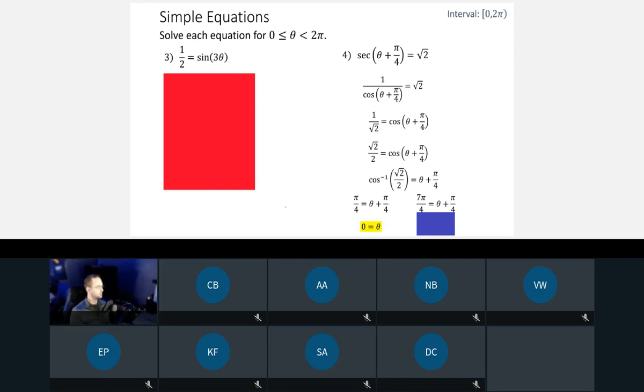But yeah, pi over 4 minus pi over 4 is 0. So there's your first answer. And 7 pi over 4 minus pi over 4 is 6 pi over 4. Reduced is 3 pi over 2. Yep.